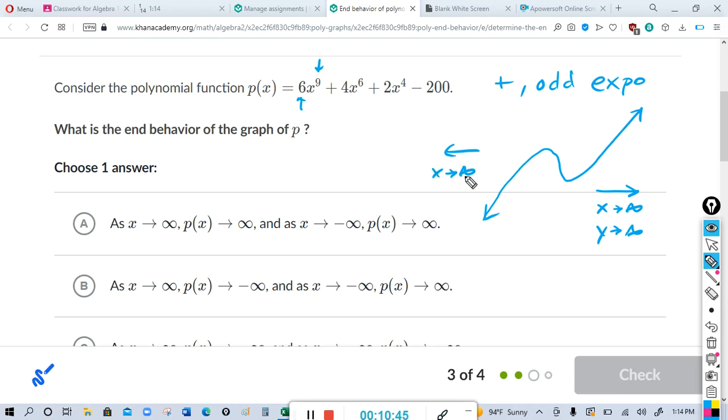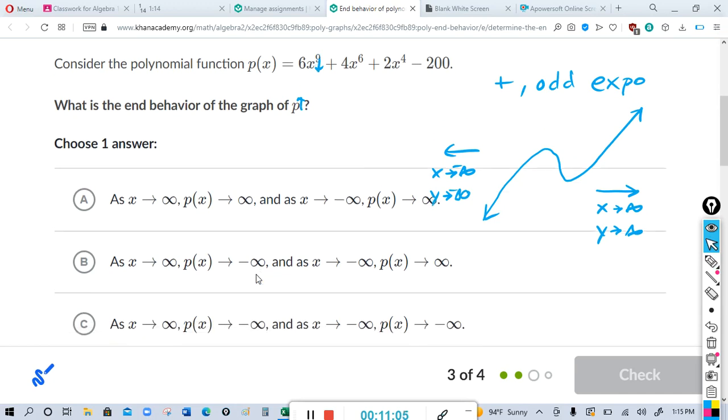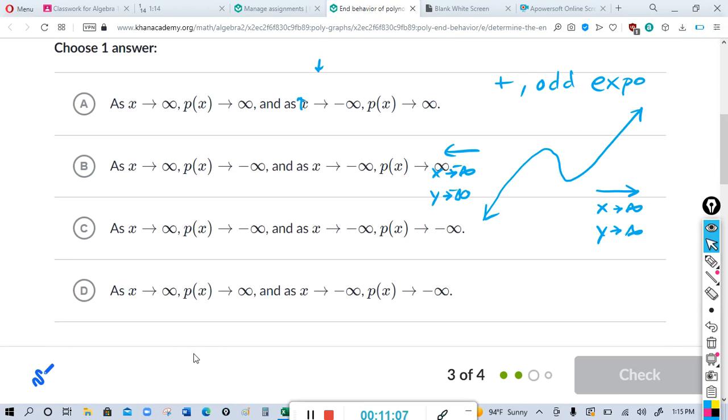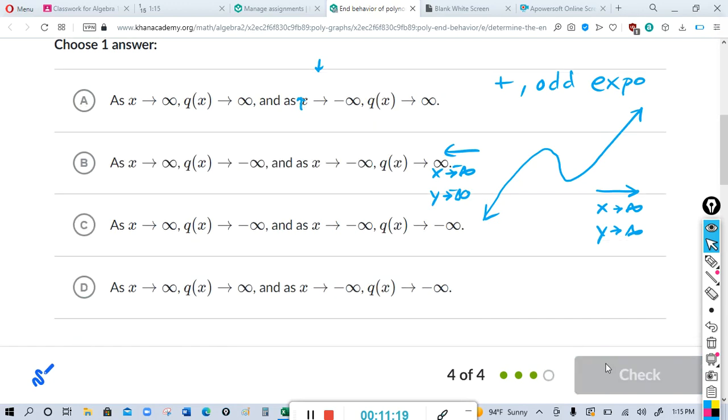as x goes to infinity, what happens to y? It just keeps going down. I'm sorry, I should have said negative infinity and negative infinity, right? Because left is negative and down is negative. So it should be the same on both of them. X goes to infinity, p of x, which is y, goes to infinity. X goes negative, p of x goes negative. All right, one more.